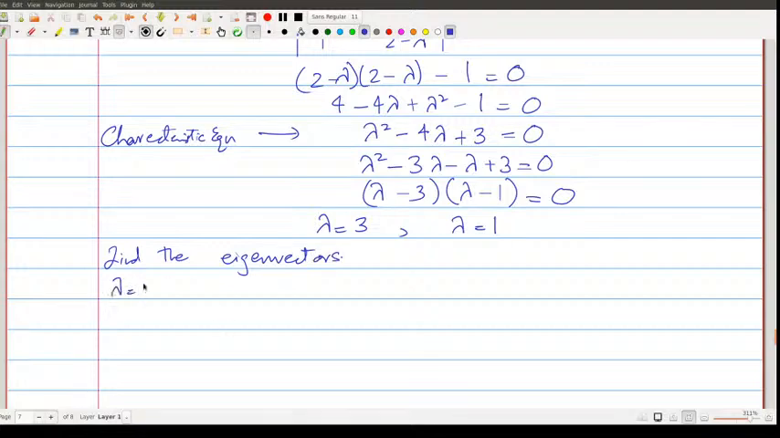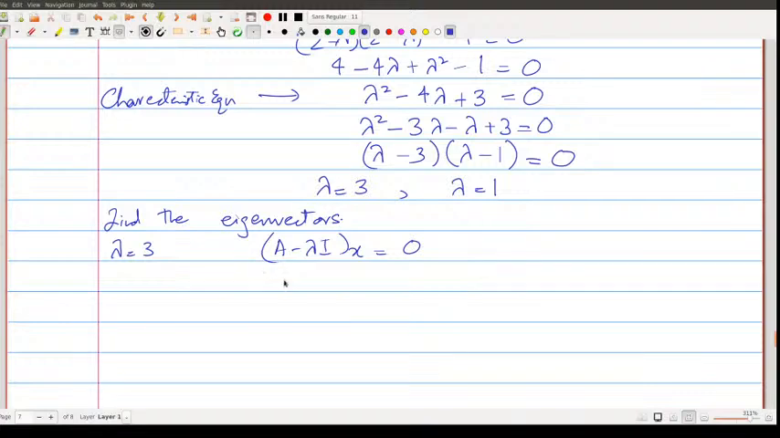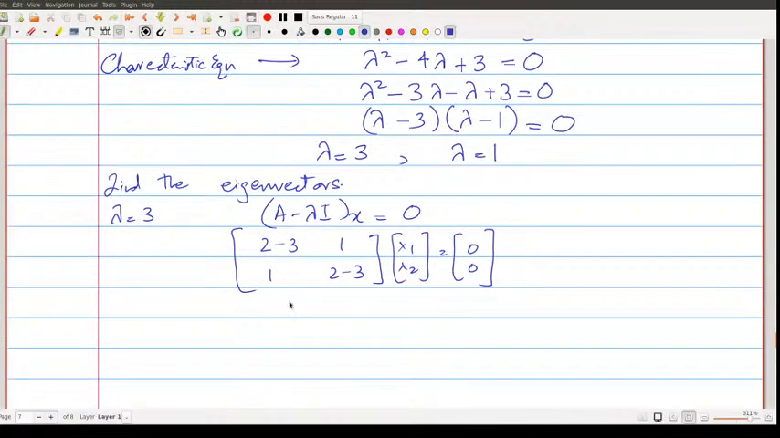Let's try lambda equals 3 first. My (A minus lambda I) x equation is going to be the following. A was [[2, 1], [1, 2]], so I have 2 minus 3, 1, 1, 2 minus 3, times x1, x2 equals 0, 0. So the equation is [[-1, 1], [1, -1]] times x1, x2 equals 0, 0.